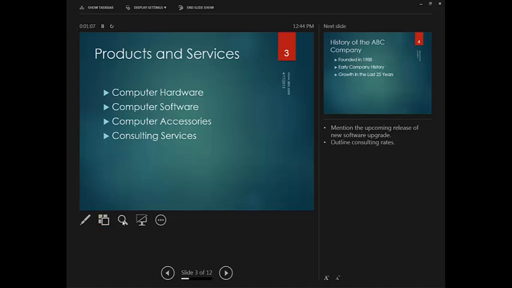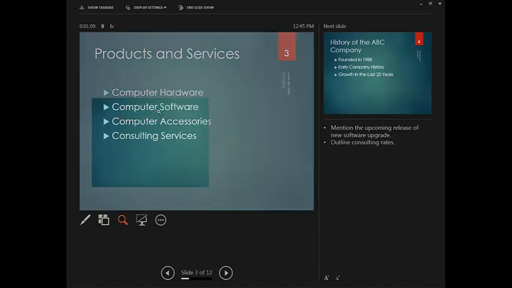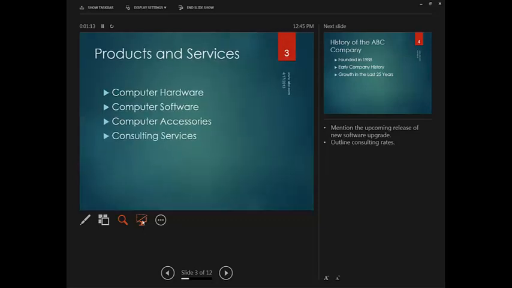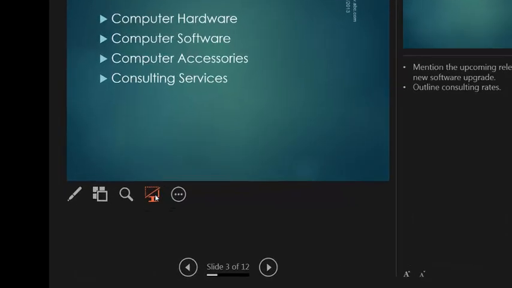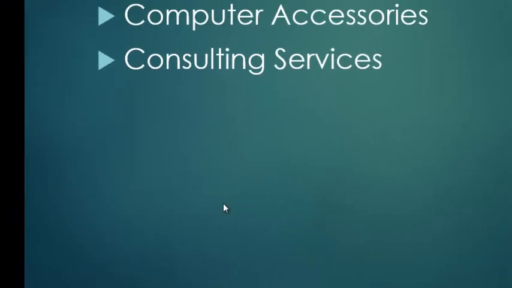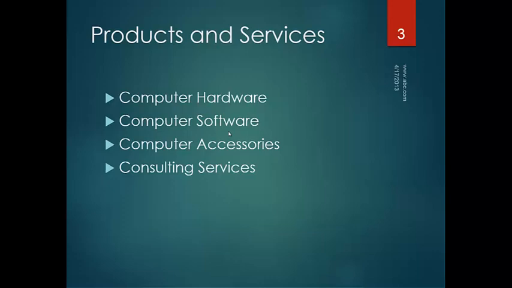I can zoom in on any part of the current slide. I can black out the screen or bring it back. And I can show additional slide options from the last menu, including Hide Presenter View and return to the presentation. I'll press the Escape key to exit slideshow view.